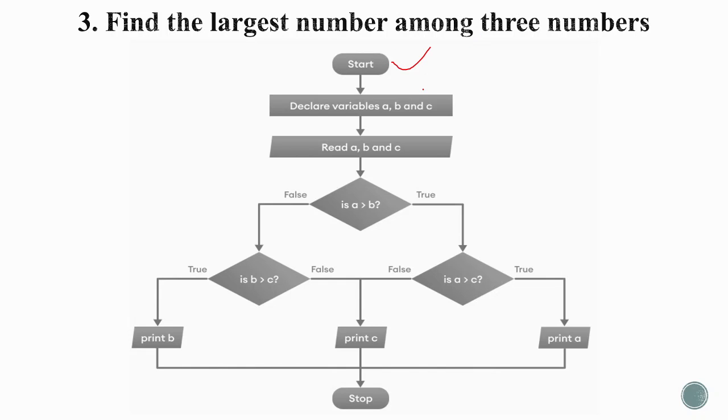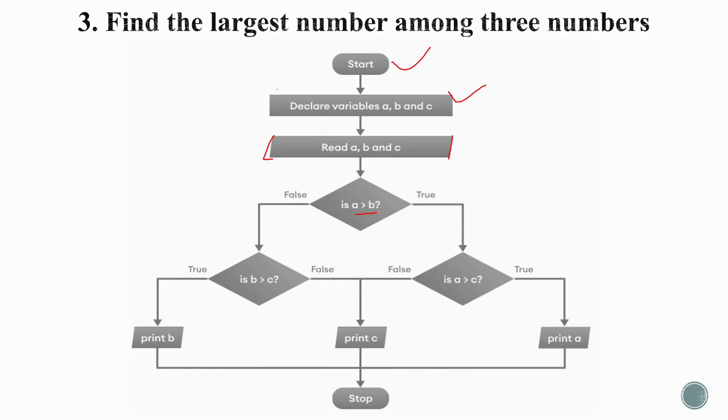Start. Then declare. We need three variables A, B, and C. Then read, this is the input statement. And this is the process. This is a rectangle and this is a parallelogram. Read A, B, and C. After reading, next step, we need a decision making statement. Decision is a rhombus, right? So first condition is checking whether A is greater than B.